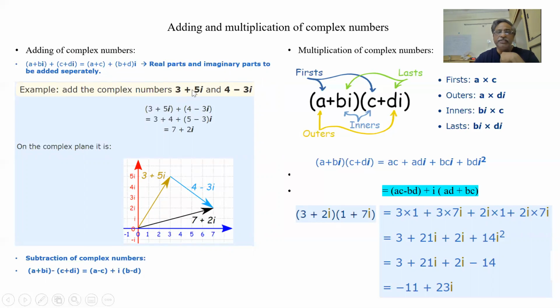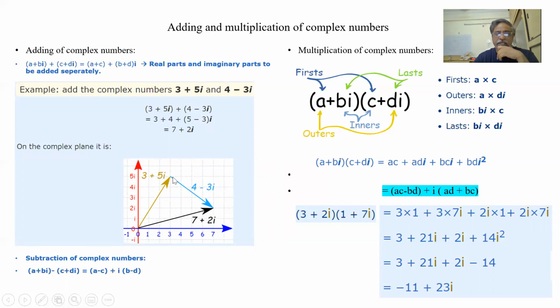Suppose you have to add this. So 3 plus 4, 7. 5 minus 3, 2. So the answer is 7 plus 2i. You see here, this is 3 plus 5i. The x-axis is 3, the y-axis is 5. Here 4 minus 3i. This blue one is 4 minus 3i.